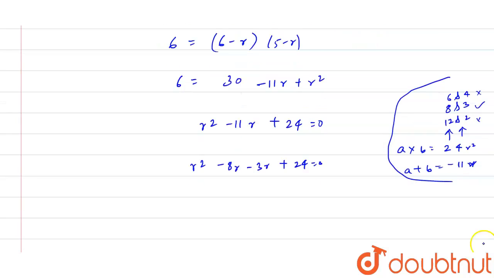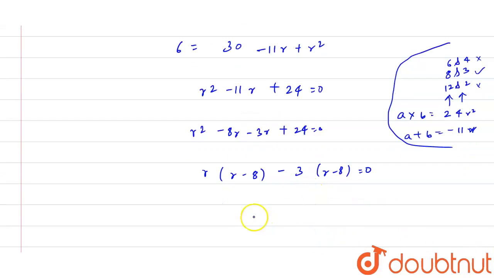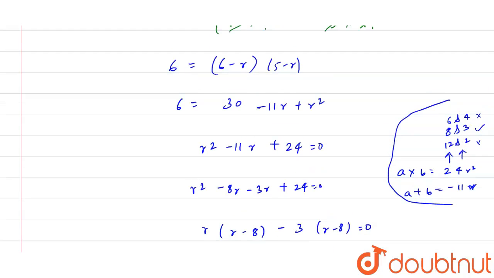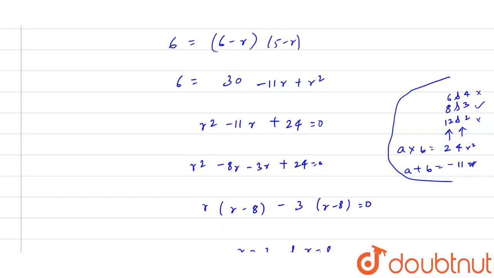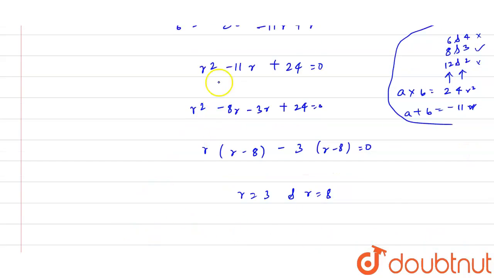Now if we take r common, we get r minus 8, and if we take minus 3 common, we get r minus 8, equal to 0. So from here we get two values for r: r equal to 3 and r equal to 8. So the final answer values are 3 and 8.